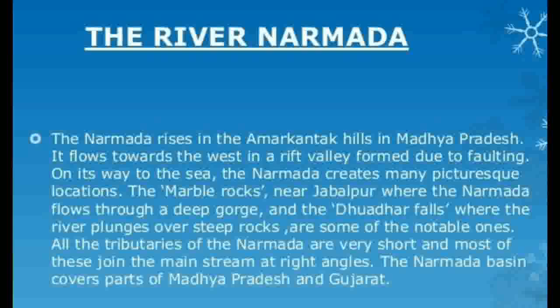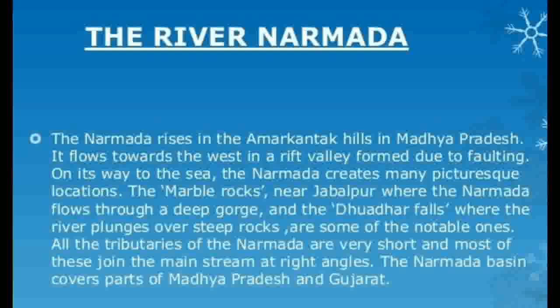The majority of these rivers, except Narmada and Tapi, flow towards the east, but the Narmada and Tapi rivers flow towards the west because the region slopes towards the west, and they merge with the Arabian Sea. The rest of the majority of Peninsular rivers flow towards the east and merge in the Bay of Bengal. Through a rift valley, this Narmada river, due to faulting, moved away on its way to the sea.